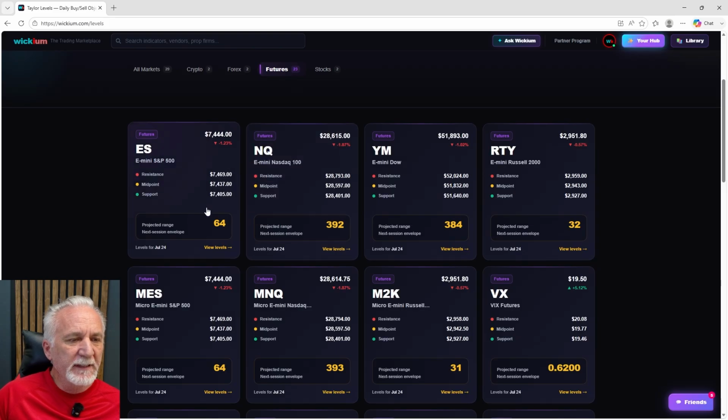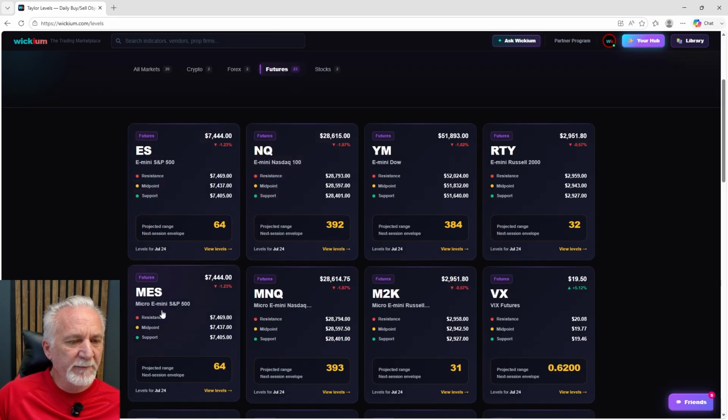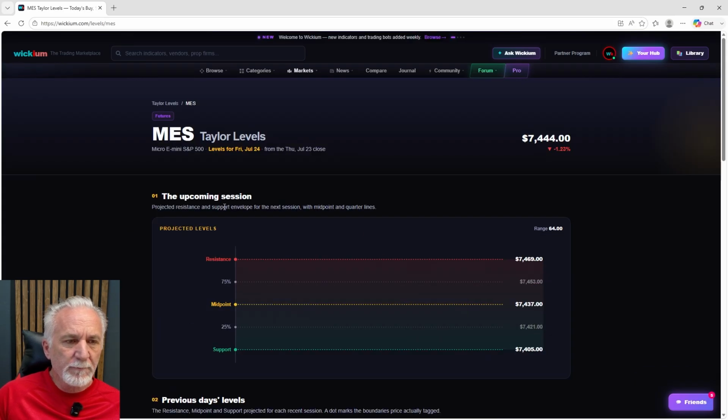We're going to be looking at the ES, probably look at the MES. We're going to look at the MES today. But here's our levels and the expected range. So you click on that.